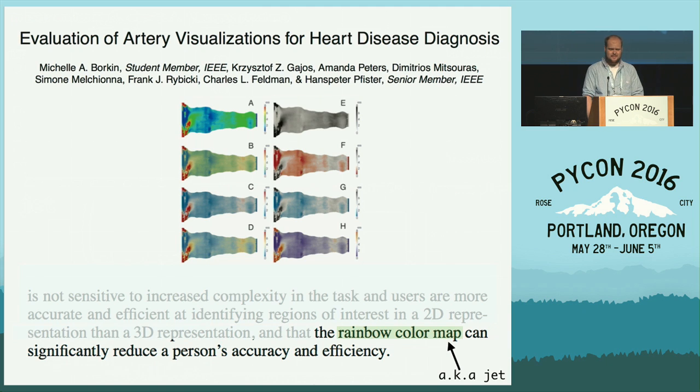In fact, they've even done studies on this. They've done studies on how accurate doctors are when they view the results in certain color maps. So for the color maps A, B, C, D, all the way through H, they've tested to see how accurate doctors are. In this, they found that the rainbow color map, aka Jet, the old Matplotlib default and MATLAB default and everything default, can significantly reduce a person's accuracy and efficiency. That's a huge deal.